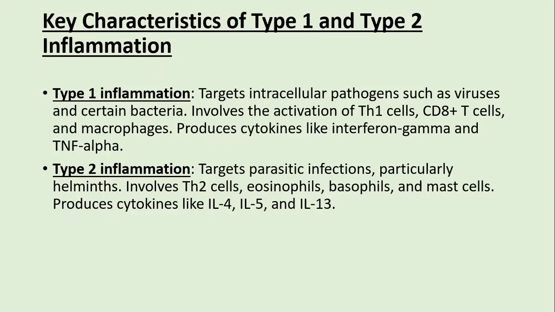While type 2 inflammation targets the parasitic infection, particularly the helminths, it involves the activation of Th2 cells and then eosinophils, basophils, and mast cells. So, all the diseases in which you see a proliferation or increase in quantity of eosinophils, mast cells and basophils are type 2 inflammations. And it produces the cytokines like interleukin 4, 5, and 13.